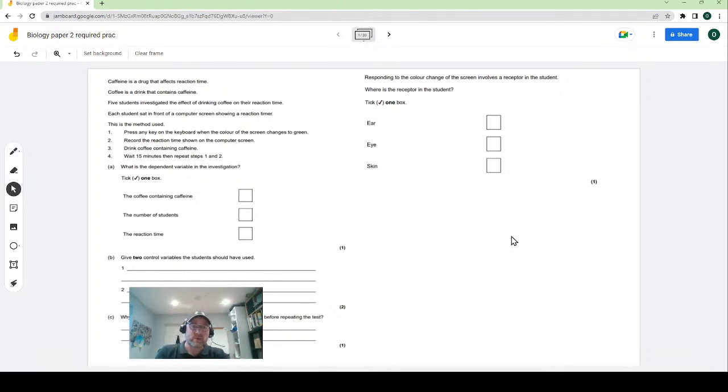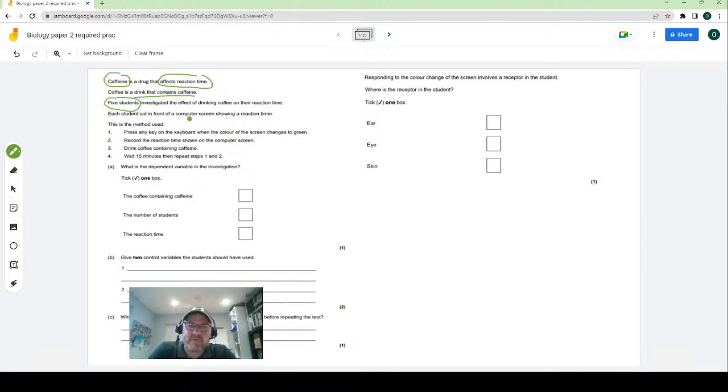Let's have a go at this question. Okay, this is a reaction time question. So let's go through and highlight some bits of it. Caffeine is a drug that affects reaction time. Doesn't tell us whether it increases or decreases it. Coffee is a drink that contains caffeine. 5 students, I'm liking that. It's a decent number. Investigate the effect of drinking coffee on their reaction time.